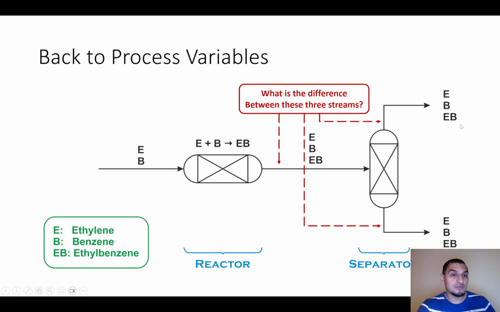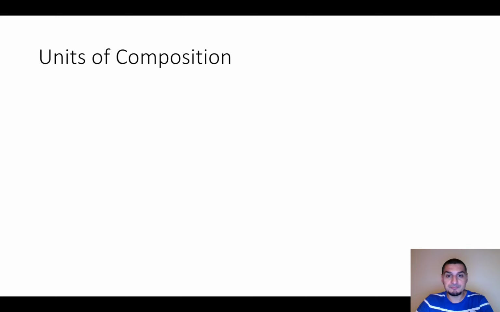But here I will have only 5% ethyl benzene, and here I would have 90% ethyl benzene, for example. So you will have the same components, but the ratios of the three components are not the same. So this is what a separator does. It separates the components into streams with different compositions. So we need to understand how we can represent this concentration or this composition or these ratios of these components. How can we understand this, and how can we calculate these concentrations?